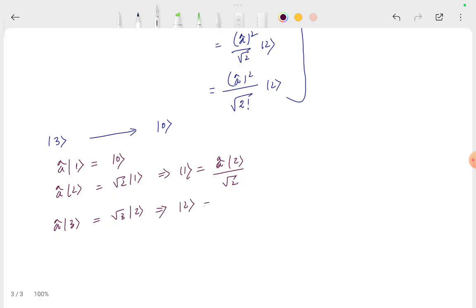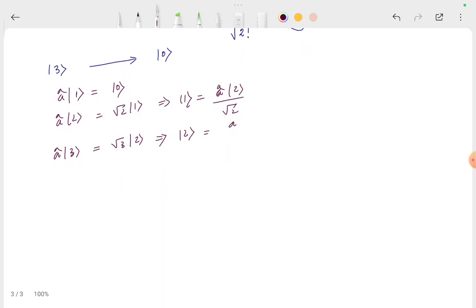So a cap k2 is equals to root 3 k2, a cap k3 is equals to root 3. So k1 is equals to a cap by root 2, a cap by root 3 to k3. So it is equals to a cap square root 2 into 3 k3.